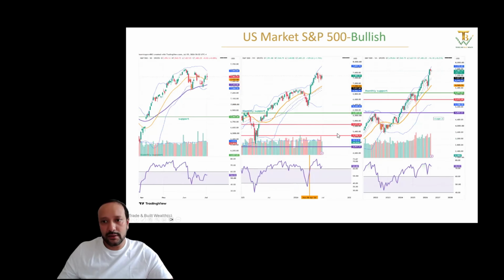Then S&P 500 here is also monthly and weekly bullish. Daily is a little bit sideways. So generally in technical analysis, we have three outcomes. Either the market is bullish, so going up, bearish, going down, or sideways, just being there.